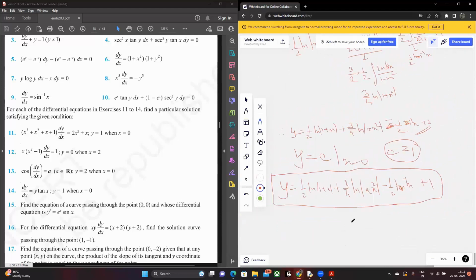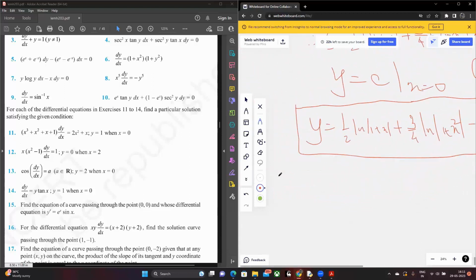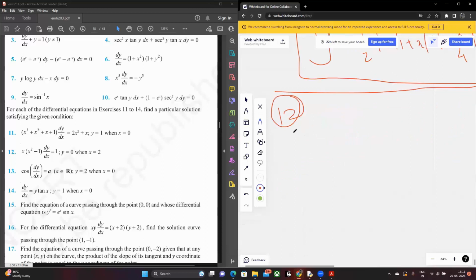This is right. So, yeah, question number 1. x times (x squared plus 1) dy equals dx. And when y is 0, then x is 2.